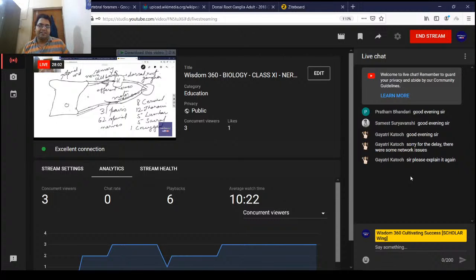So is it clear till now, till this part? Is there any query till this part?